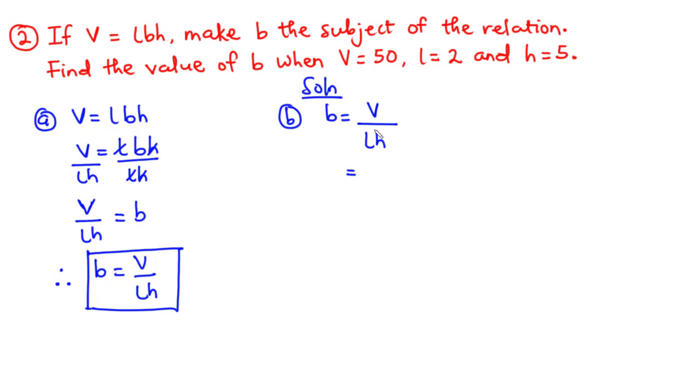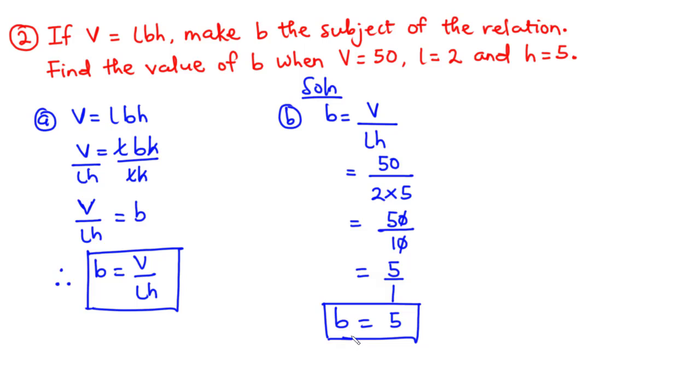So we are going to have V to be 50, that is here, and then we have L to be 2, and then we have H to be 5. So we have 50 divided by 2 times 5, that is 10. Now 0 cancels out 0, we have 5 over 1, and that is equal to 5. So the value of B is equal to 5.